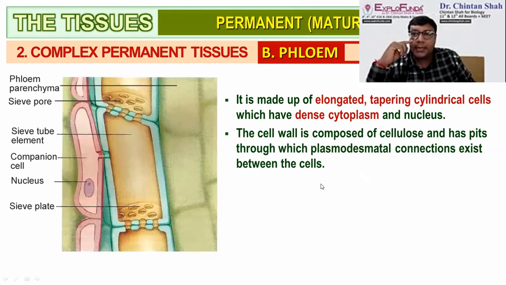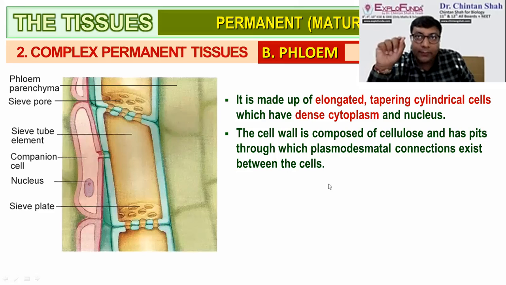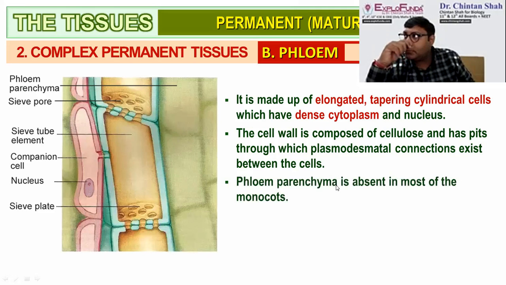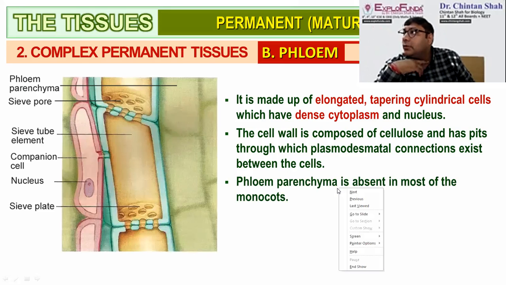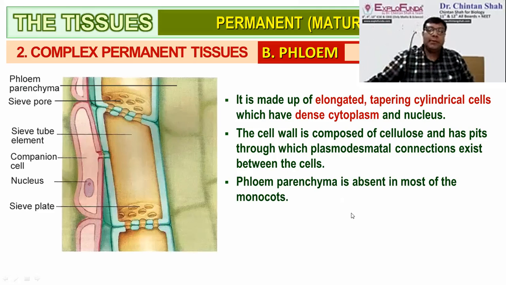What is plasmodesmata? All plant cells are connected with each other via cytoplasmic fibers. Such a fiber is known as a plasmodesma. I told you earlier about this when we were talking about the cell wall, perhaps in the chapter on the cell and cell components. Phloem parenchyma is absent in most monocots.